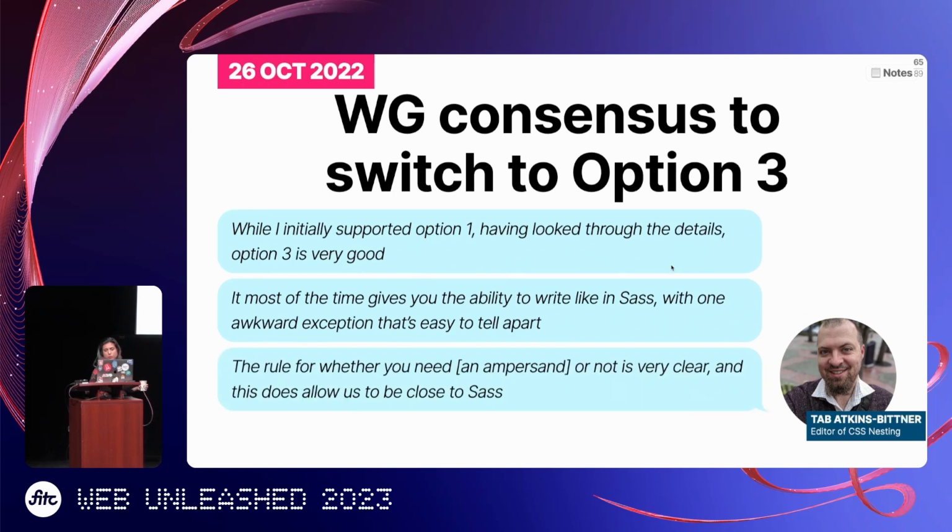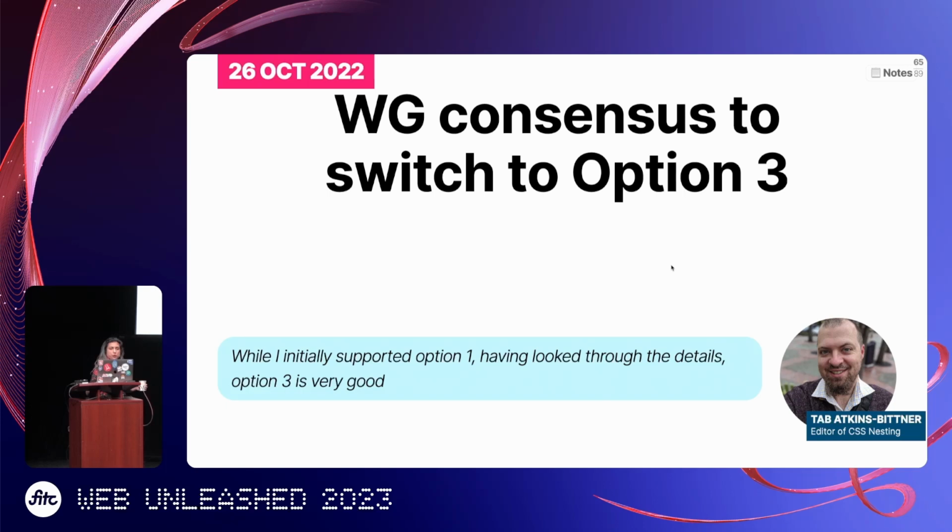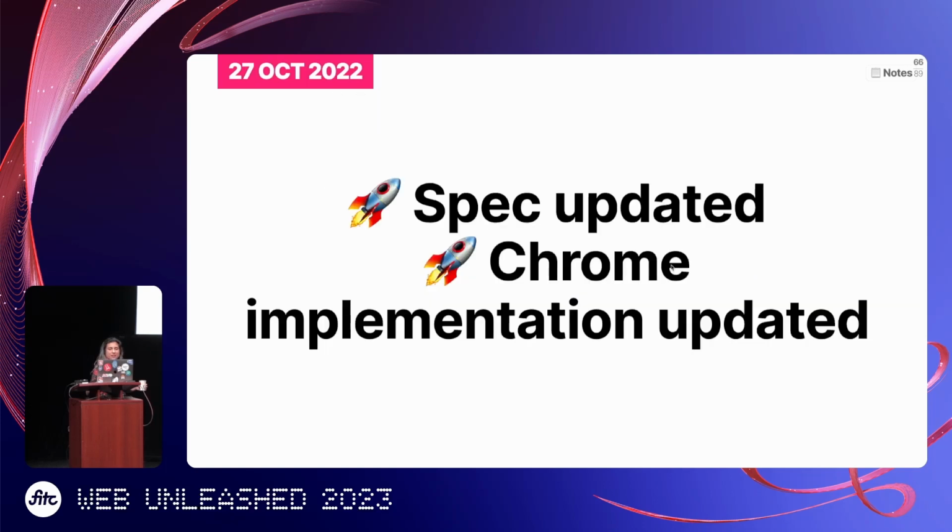And we did discuss it. We had consensus to switch to option 3 after Telcon. The minutes are actually linked in the notes. Even the editor of the nesting spec liked it and said that upon consideration he preferred it too. The spec was updated. The Chrome implementation was updated like a day later. Notice, this was the resolution, 26th of October, 1 day later.